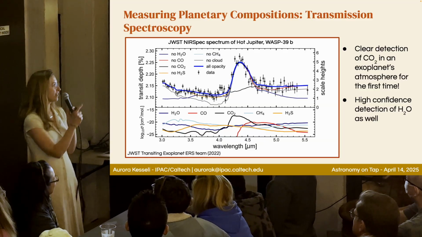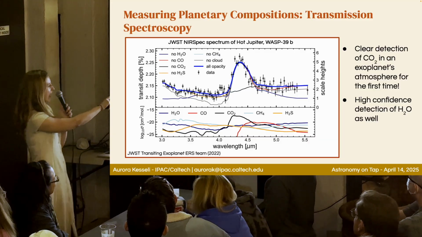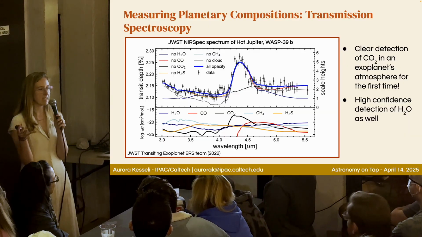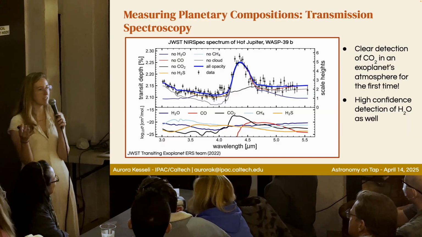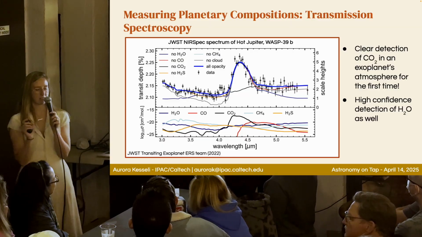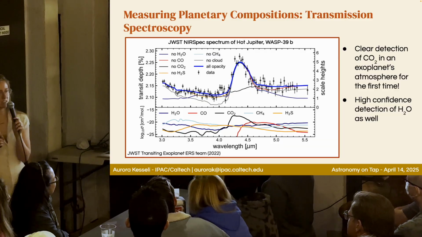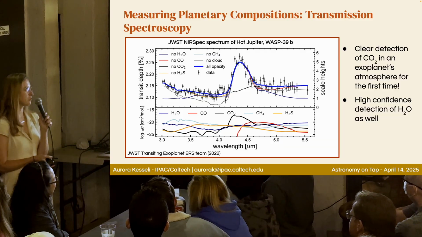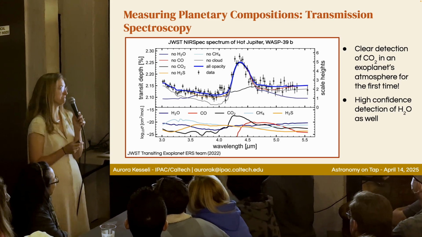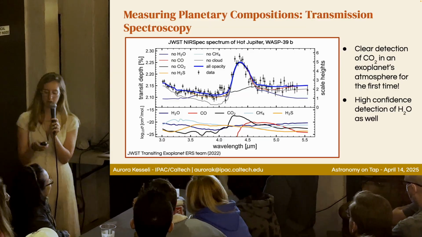And you can see there's this huge bump around 4.5 microns. When you look down here at the bottom, the opacity, how opaque all of these different common molecules are at different wavelengths, you can see that carbon dioxide, the black line, has a suspiciously similar bump at exactly the same wavelength. And so this was taken to be the first clear detection of carbon dioxide in an exoplanet. This data also showed a high confidence detection of water in a planet as well.